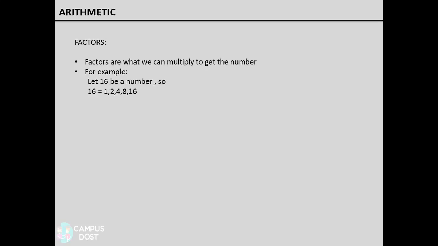Now, let's see what factors are. To factor a number means to break it up into numbers that can be multiplied together to get the original number, or in other words, factors are what we can multiply to get the number. For example, 16 is a number, so the factors of 16 will be 1, 2, 4, 8, 16.